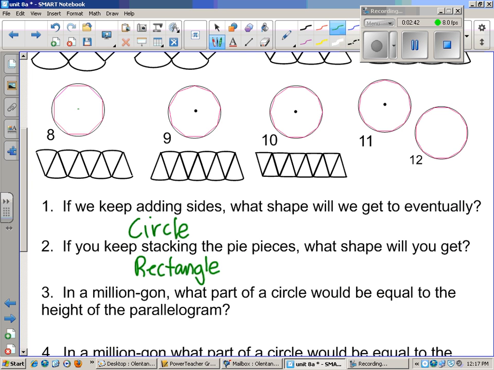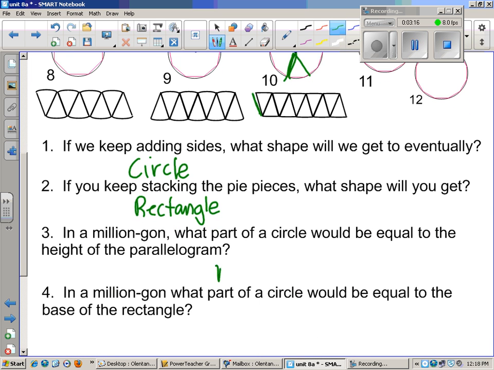Okay, all right, so now think about this. In a million-gon, what part of a circle would be equal to the height of the rectangle? The radius, wouldn't it? Can you see, this is like a pie piece, right? That goes like this and like this. So this side here is a radius. Does that make sense? So the height of my rectangle would be equal to the radius of the circle.